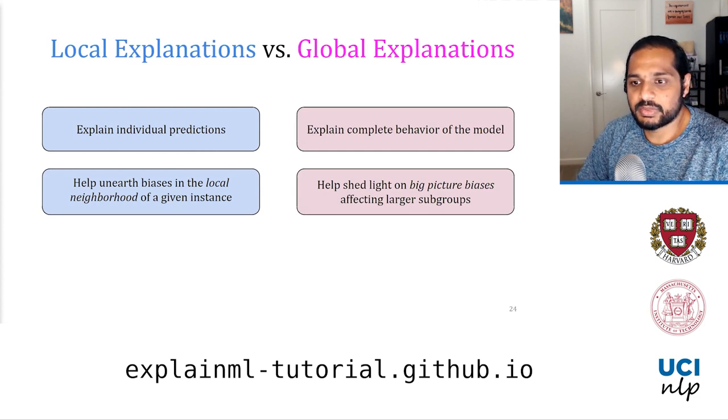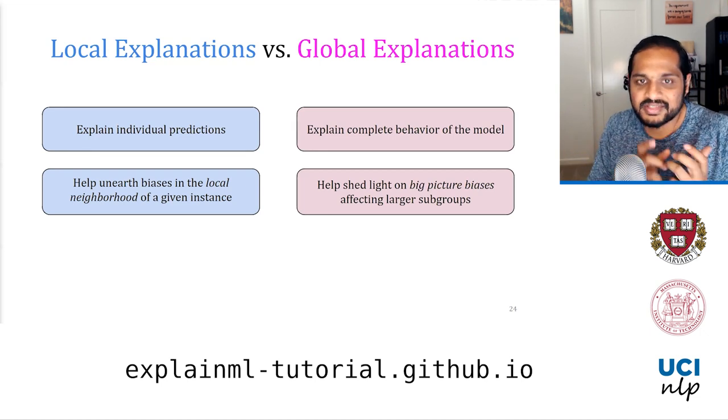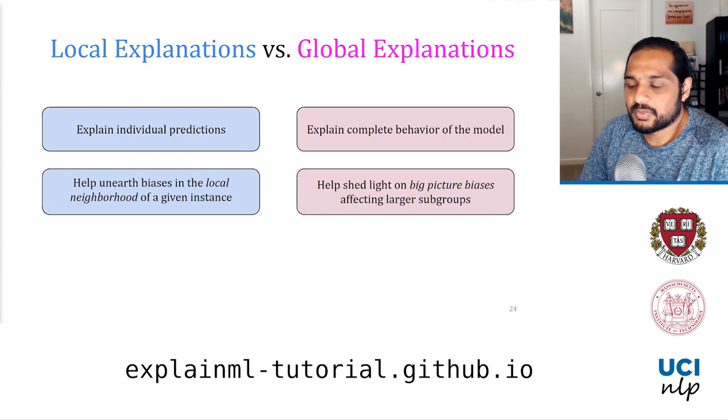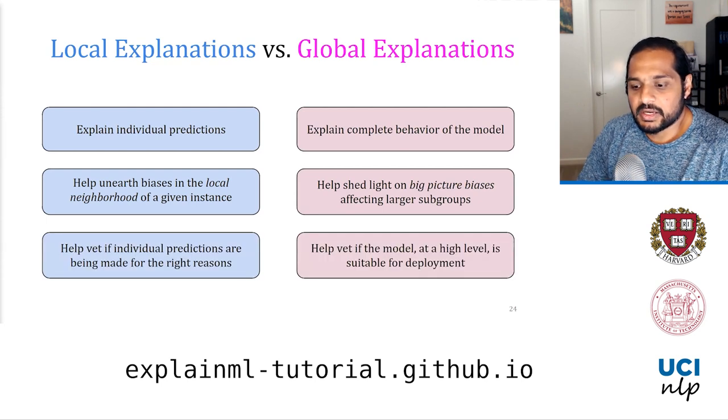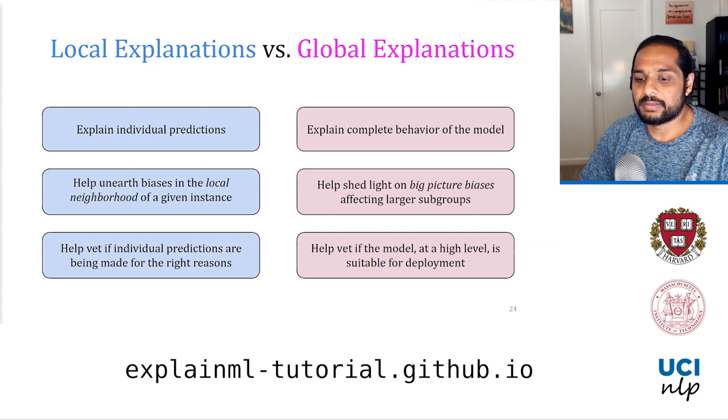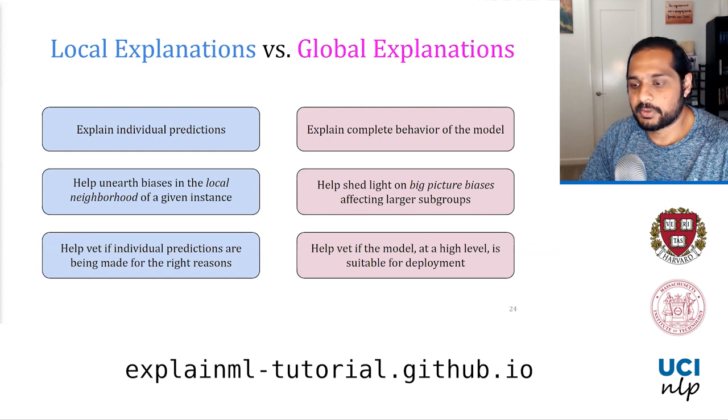Local explanations tend to be a lot more useful for unearthing biases in local neighborhoods of a given instance. So why was this instance predicted to be a certain way? Whereas global explanations shed light on the big picture biases that are pervasive throughout the whole model. And finally, local explanations can be useful for vetting individual predictions, whether they are being made for the right reasons or not. Whereas global explanations can be useful to help vet the whole model, right? Whether the whole model is suitable for deployment or not.